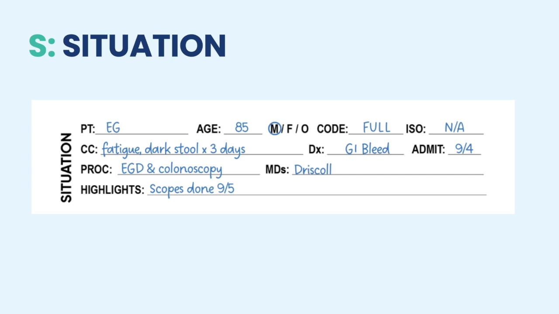In this case, the patient is 85 years old, male, full code, not on any isolation. Their chief complaint, and the reason they showed up to the hospital, was they'd been tired and had dark stool for about 3 days. They were diagnosed with a GI bleed and admitted on September 4th. Since then, they've had an EGD and a colonoscopy. Their main doctor is Dr. Driscoll, and a big highlight was that these scopes were done on 9/5. I would also include here if the patient was in the ICU for part of their stay, on a ventilator, on any really significant medications and things like that.